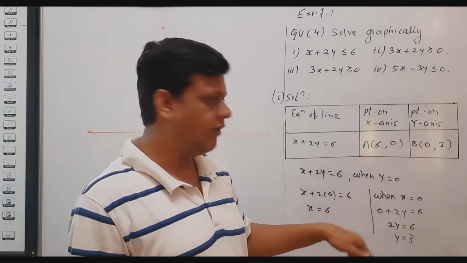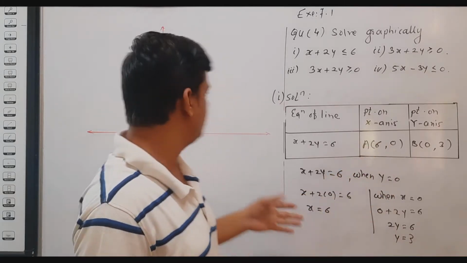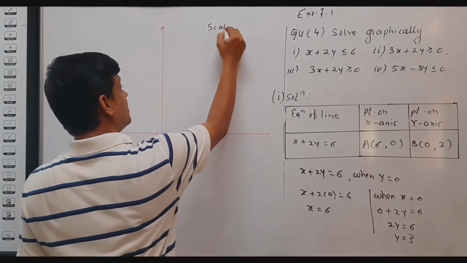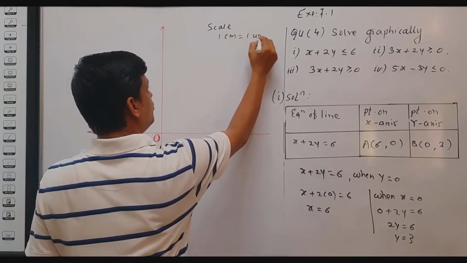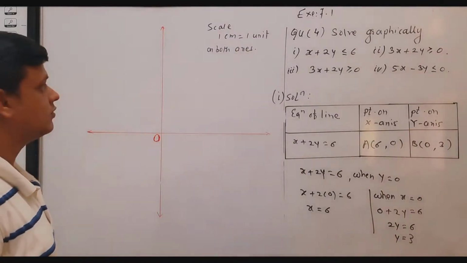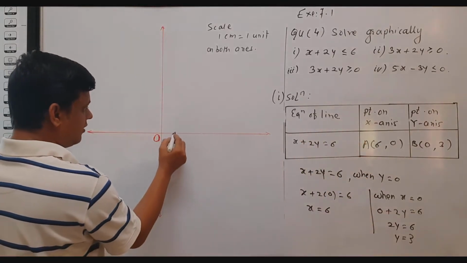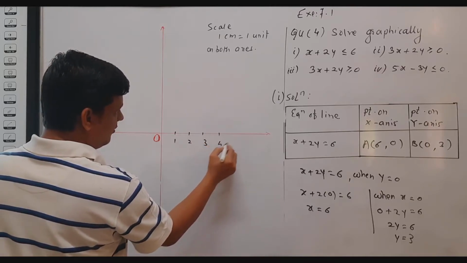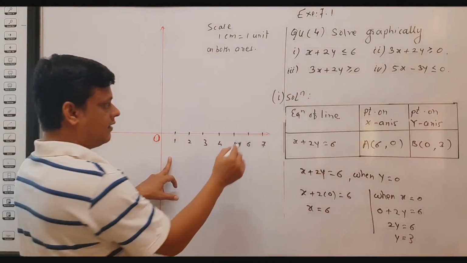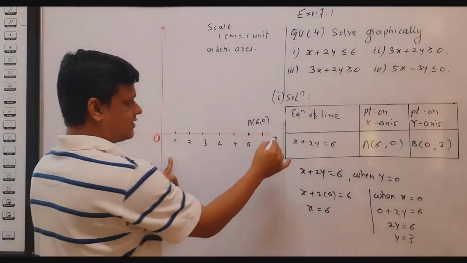For the scale we check the greatest point. Here the greatest point is 6. So we take the graph scale as 1 centimeter equals 1 unit, scale 1 centimeter equals 1 unit on both axes. So we take here point A, which is on the x-axis. So we write here 1, 2, 3, 4, 5, 6 and 7. That means this point A we take here on the x-axis.